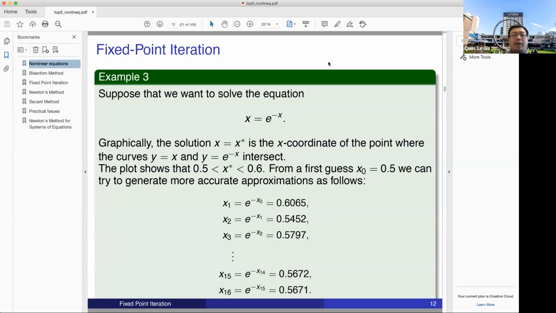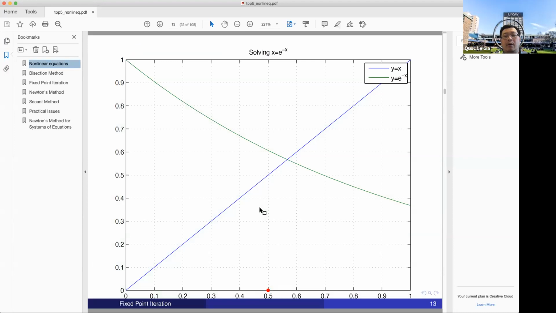Okay, so we also discussed the fixed point iteration, and fixed point iteration is essentially you have x equal f of x, and you just compute the sequence x_n to be f of x_{n-1}, and so on.